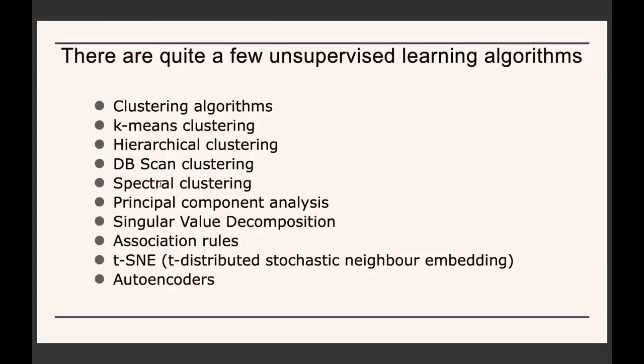So you have a plethora of clustering algorithms. I have listed only the major ones here: k-means clustering, hierarchical clustering, DBSCAN, spectral clustering. There are other clustering algorithms too. But apart from clustering, we have principal component analysis, or PCA, and singular value decomposition, right? Both of them can be used for dimensionality reduction. What is meant by that?